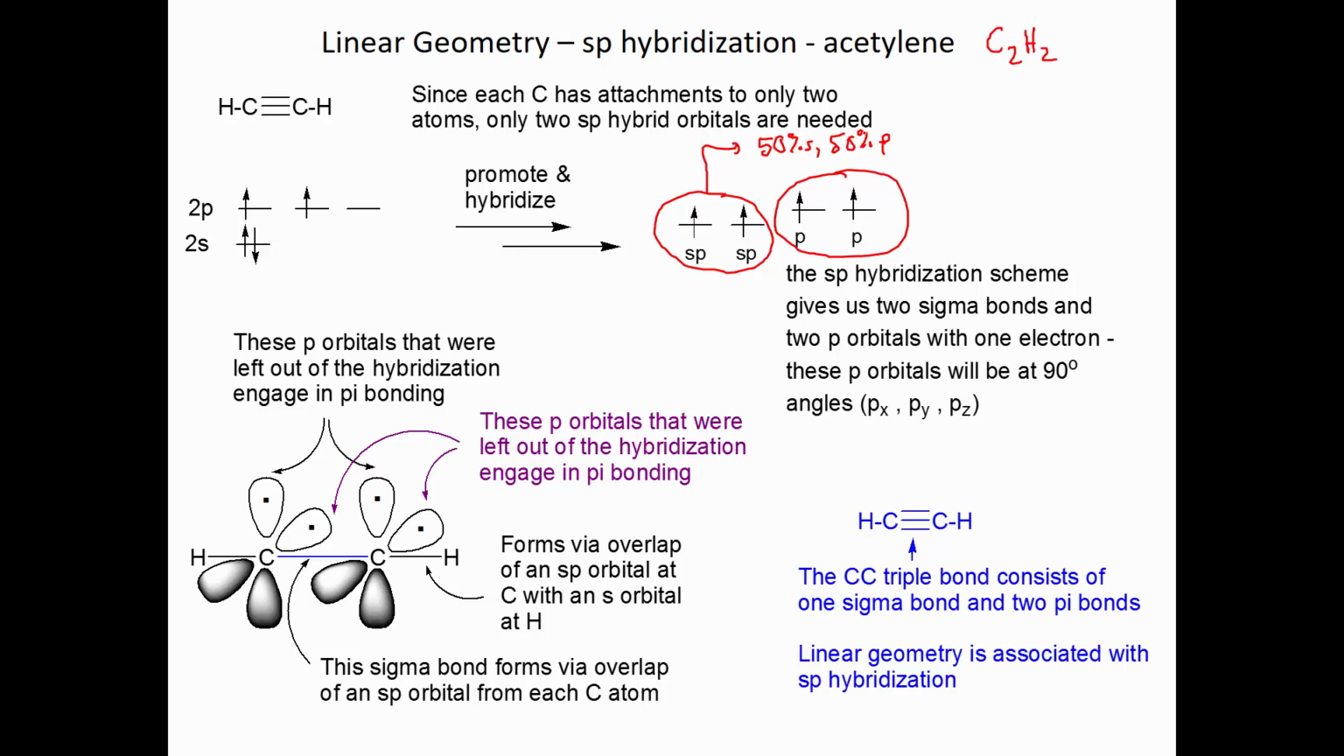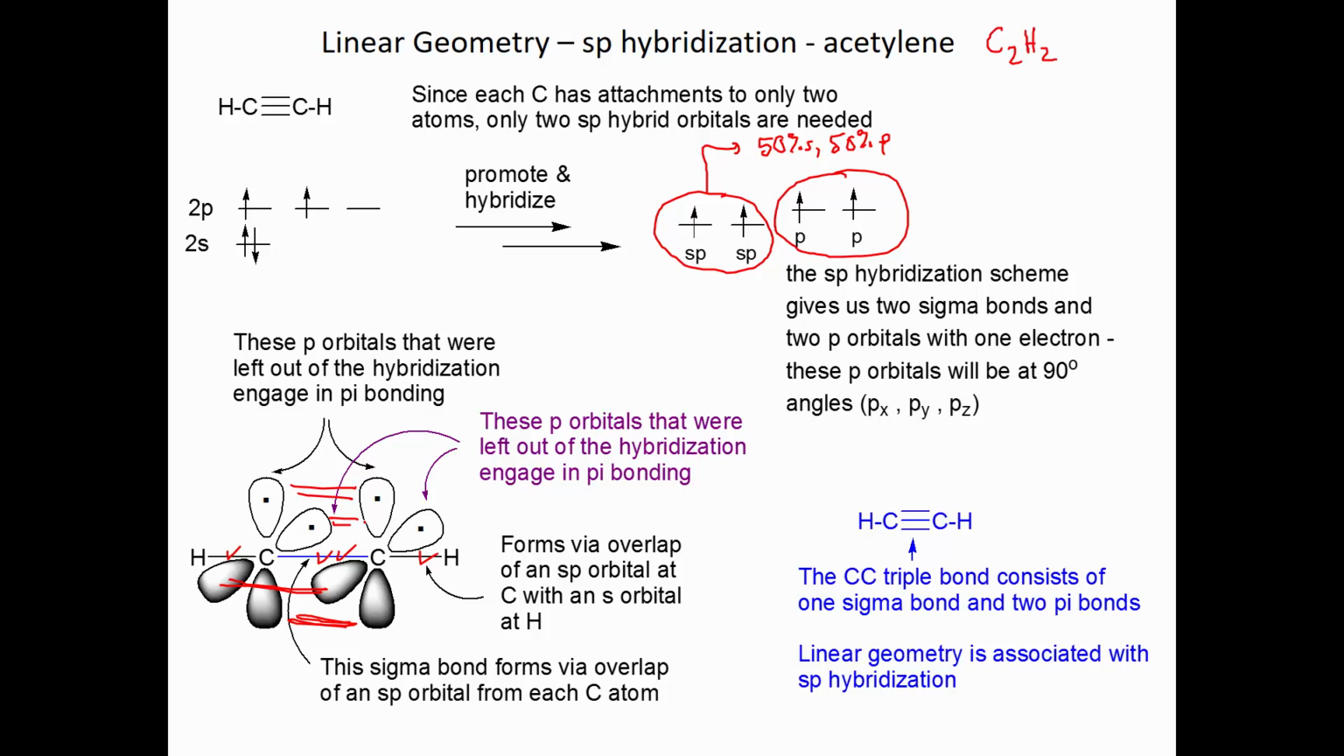Okay, so the sp hybridization scheme gives us two sigma bonds at each carbon. That carbon right there has a sigma bond by the check mark, and the other carbon has the equivalent sigma bond going to it. So the p orbitals that were left out of the hybridization scheme can now engage in pi bonding as well. There is a pi bond for those that are overlapping the way pi bonds are supposed to, and here is another pi bond right here.